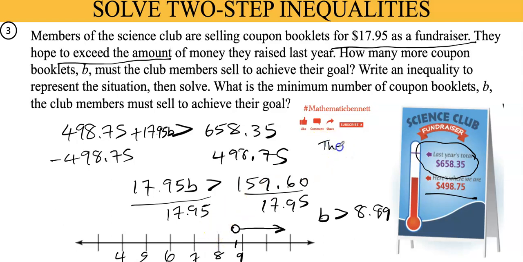So the minimum number of booklets is 9. So they have to sell 9 booklets because you can't sell 8.89 booklets. So the minimum number they would have to sell to achieve this goal would be 9 booklets. So they can sell 9 booklets or more to exceed that amount, but the minimum amount they can sell is 9 booklets.